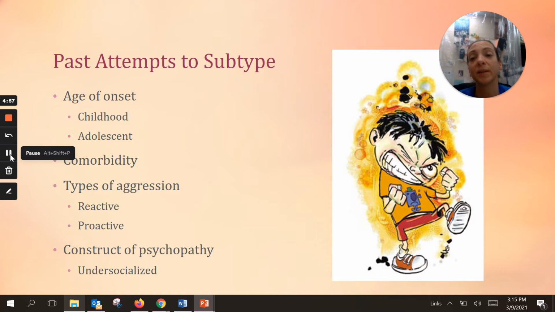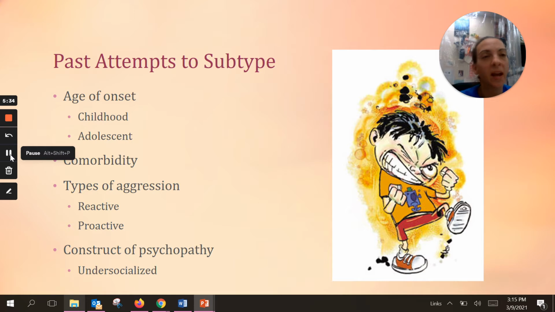Another way that they've attempted to subtype it is comorbidity. So what other disorders are likely to be associated with disruptive behavior disorders? They often focus on attention deficit hyperactivity disorder because those children with ADHD and a disruptive behavior disorder often show more severe and aggressive patterns of antisocial behavior. They have poorer outcomes, they have higher delinquency rates, they have higher arrest rates. However, there's such a large number of students who have ADHD who also have disruptive behavior disorders that it's not really a good way to subtype them.